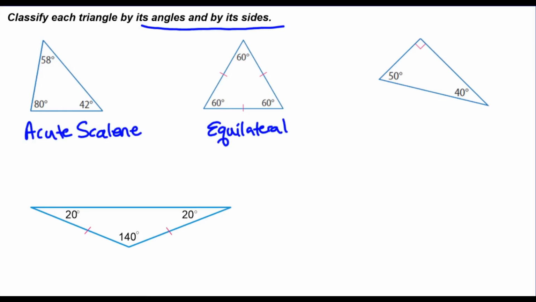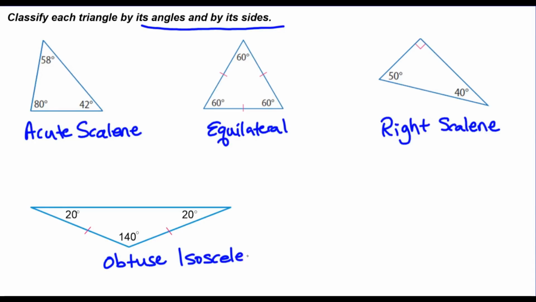The third one has a right angle in it. So this is a right triangle. And none of the sides are congruent. So this is also scalene. So this is a right scalene triangle. And then the last triangle here, we have an obtuse angle. So this is an obtuse triangle. And it has 2 sides that are congruent. So it is isosceles. So we would say this is an obtuse isosceles triangle. So that is what we're talking about when we're talking about triangles today. Types of triangles and angles within triangles.